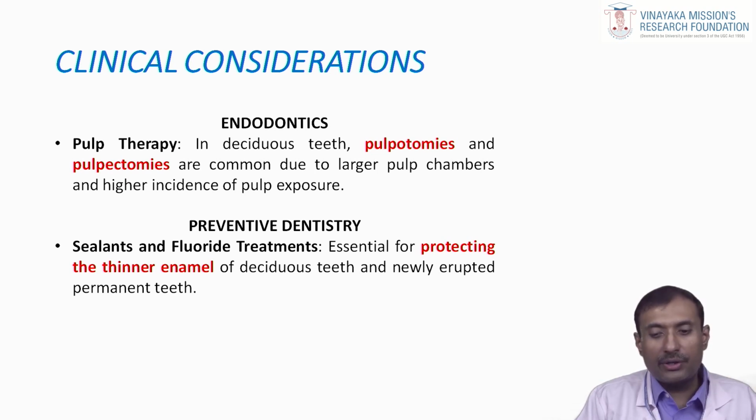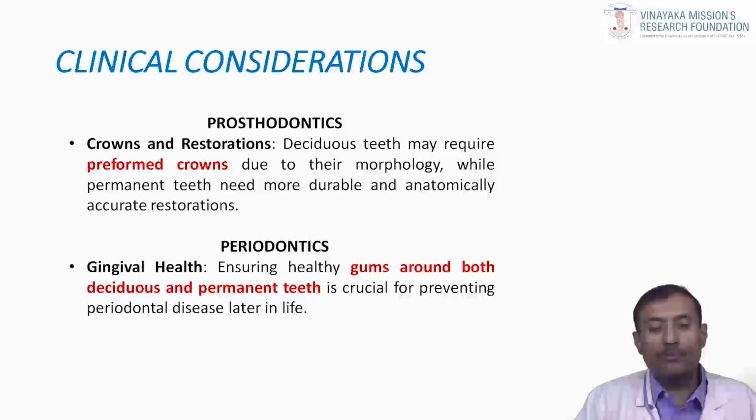In preventive dentistry, again, this is critical because of the hard tissues of the enamel and the dentin. Therefore, a simple solution such as sealants or fluoride treatments can prevent the erupted tooth from undergoing decay. In case of prosthodontics, as I mentioned before, the crowns are bulbous. Therefore, preformed crowns can be utilized in case of deciduous teeth, which is vital in trying to preserve the crown in case of a grossly destroyed tooth.